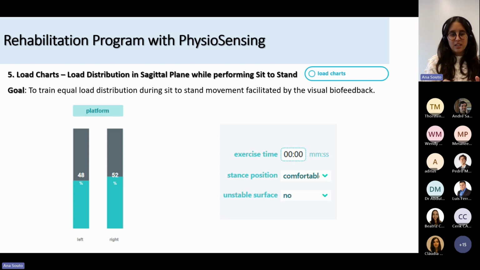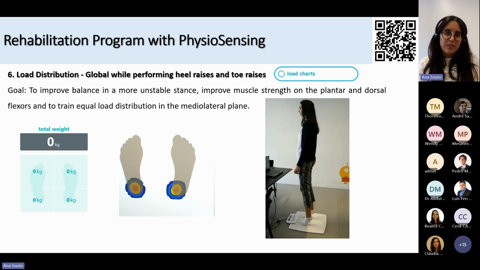So it's a dynamic view of the weight being placed on the lower limbs. Okay. Here the parameters are very simple, same that we talked about. Another graphic that we have in load charts is the load distribution, the exercise global. Where we have the plantar pressure distribution, and it's live.